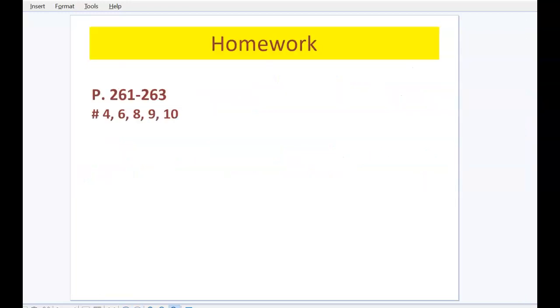All right, there are a few more questions for you to try on pages 261 and 263, and again, you can check the answer key if you have any issues.